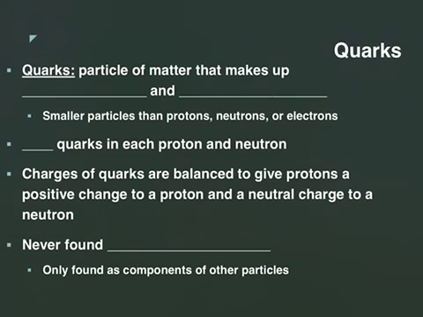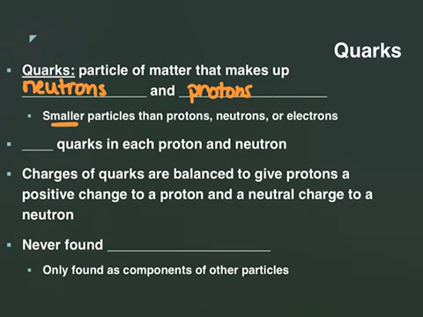So up until this point in science, you have been told that protons, neutrons, and electrons are the smallest parts of an atom, which is true. However, what makes up protons and neutrons? These are called quarks. Quarks are particles of matter that make up neutrons and protons.